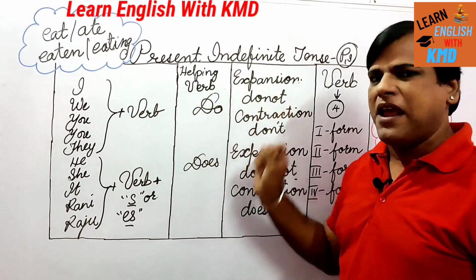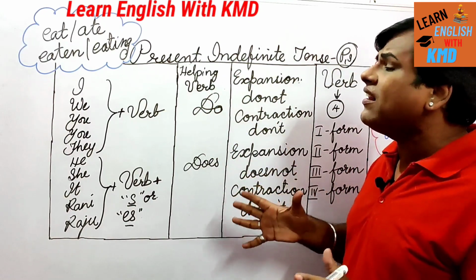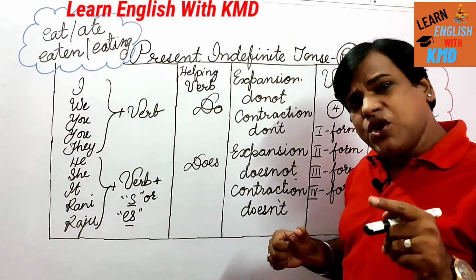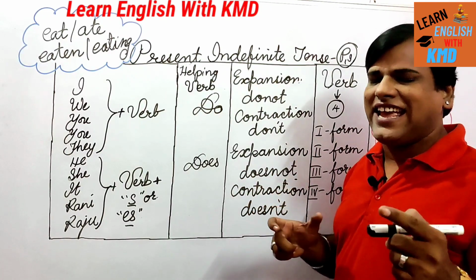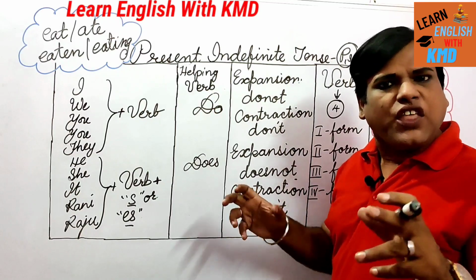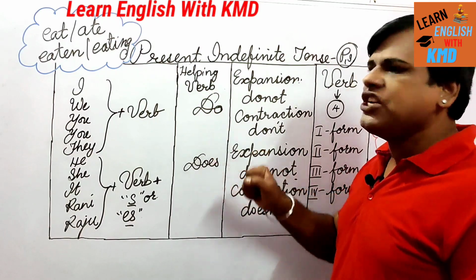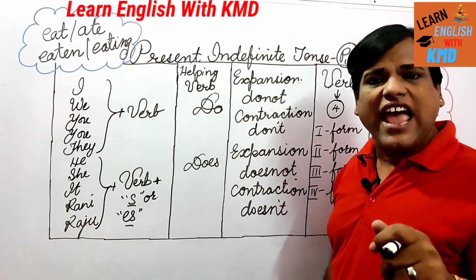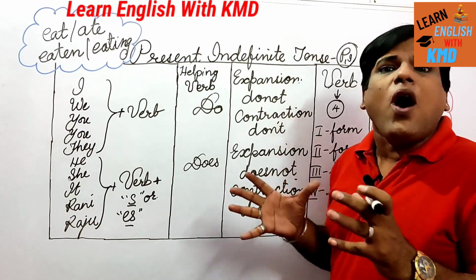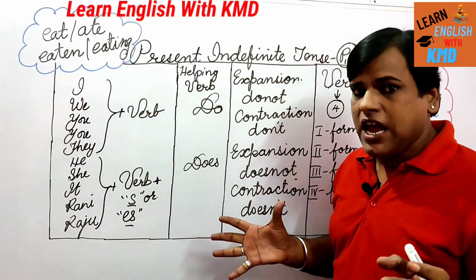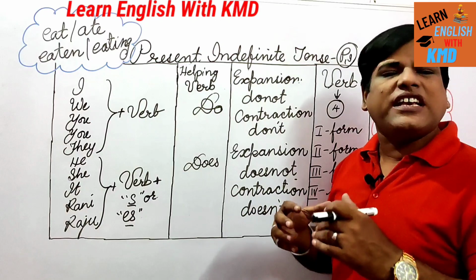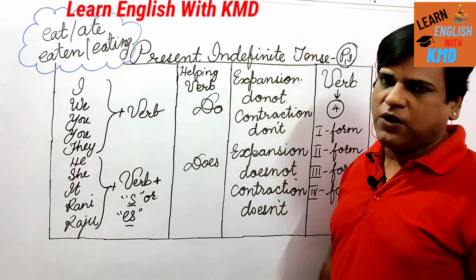Let's talk about the helping verbs here. Well, as far as present indefinite tense is concerned, we get two helping verbs out of present indefinite tense. What are those two helping verbs? Do is the first helping verb and does is the second helping verb. Now, what are helping verbs? What exactly is the concept of helping verbs?